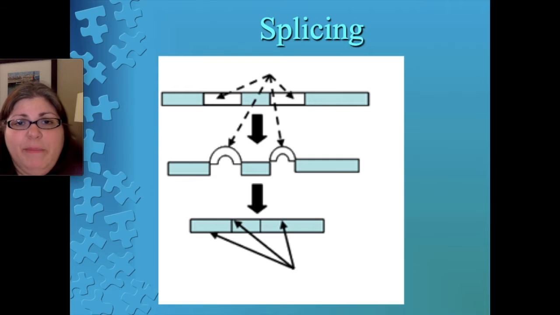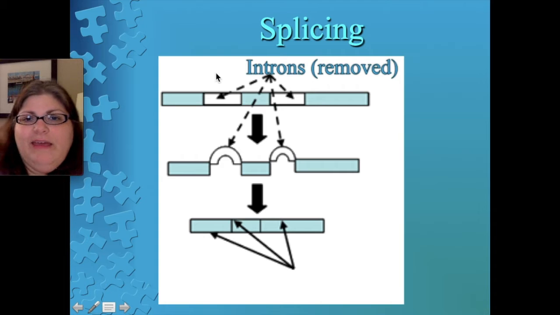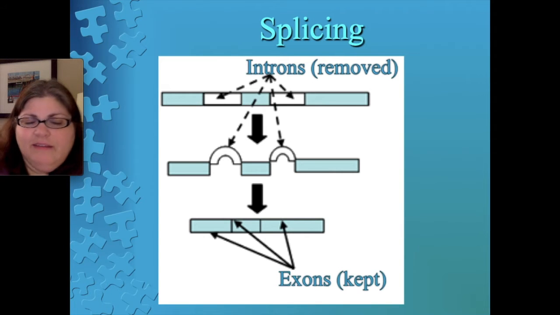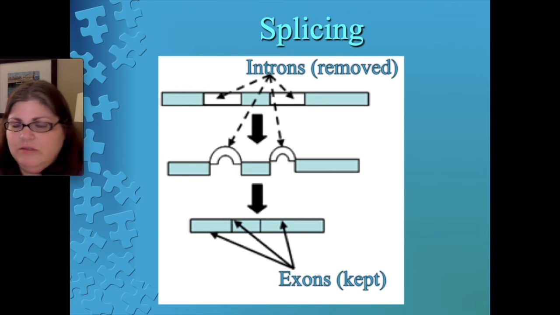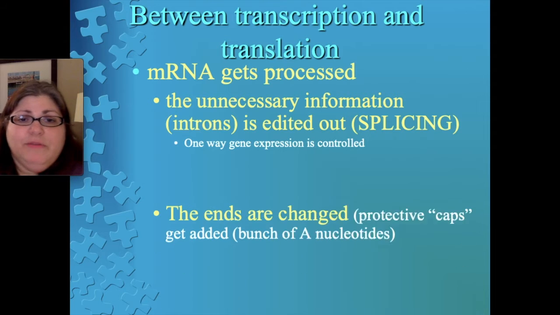When splicing happens, the parts that get removed are ironically called introns, and the parts that get kept are called exons. You don't need to worry about that. It's just kind of a side note. The other thing that happens during processing is that the mRNA needs to be protected.